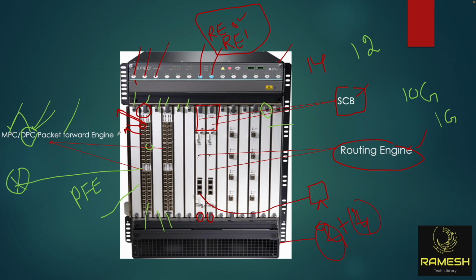We have multiple MPC and DPC line cards in the market. If you need 100G output, or any special services like IPsec services, this supports IPsec services also. Any service card, any class of service card, or anything based on your requirement, you can buy the line card and install it here. So these are the line cards.